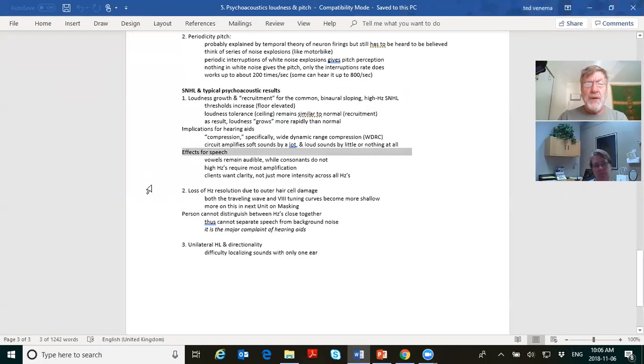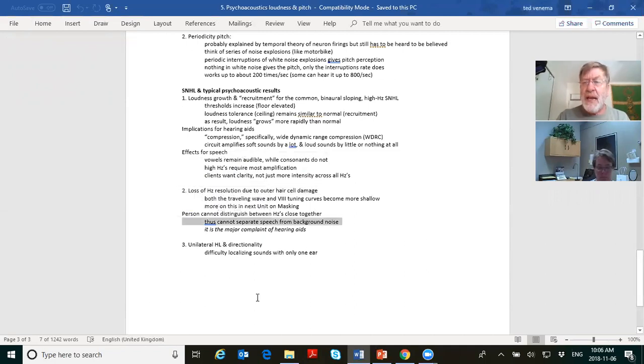Taking this home, loss of frequency resolution is due to outer hair cell damage. Both the traveling waves and eighth nerve tuning curves become wider and more shallow. More on this in the next unit on masking. The person cannot distinguish between frequencies close together, and can't separate speech from background noise as well.